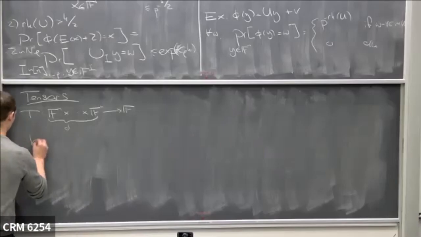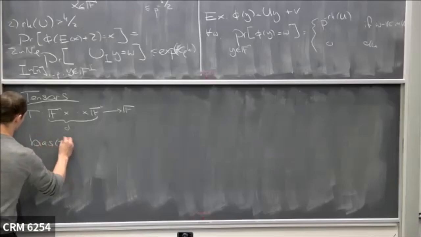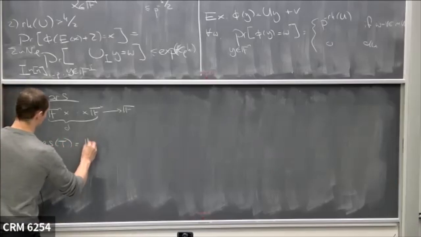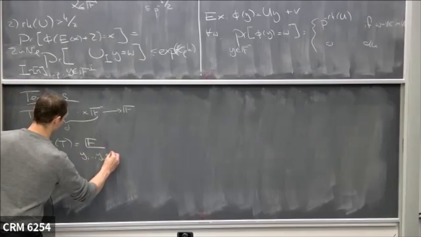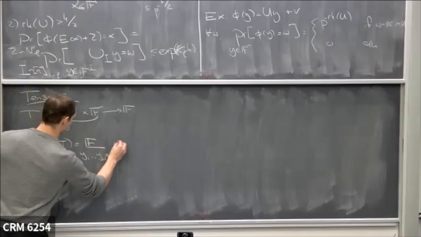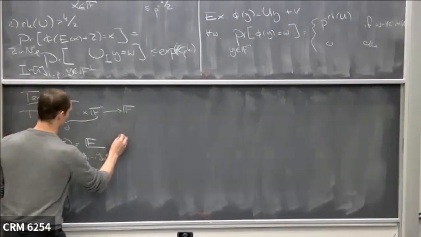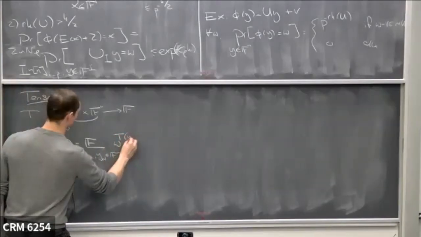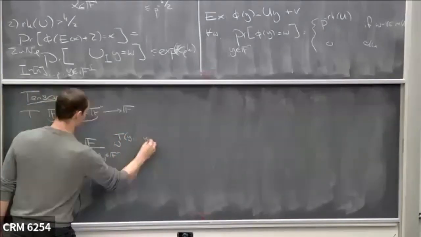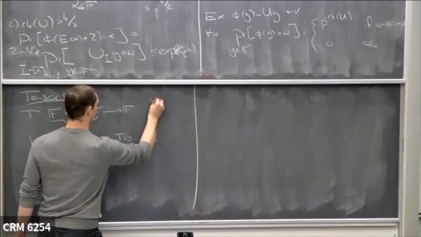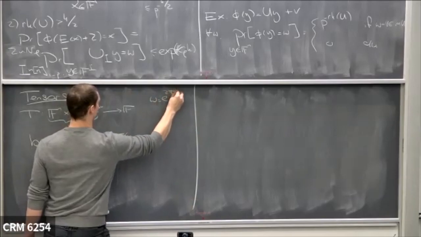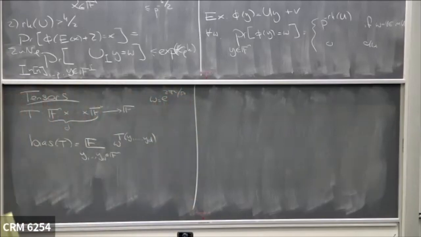So the bias of T is equal to the expectation over d uniform independent random vectors y of omega to the power T evaluated at these d vectors, where omega is a pth root of unity. Here omega is e to the 2 pi i over lowercase p. So this is the bias.